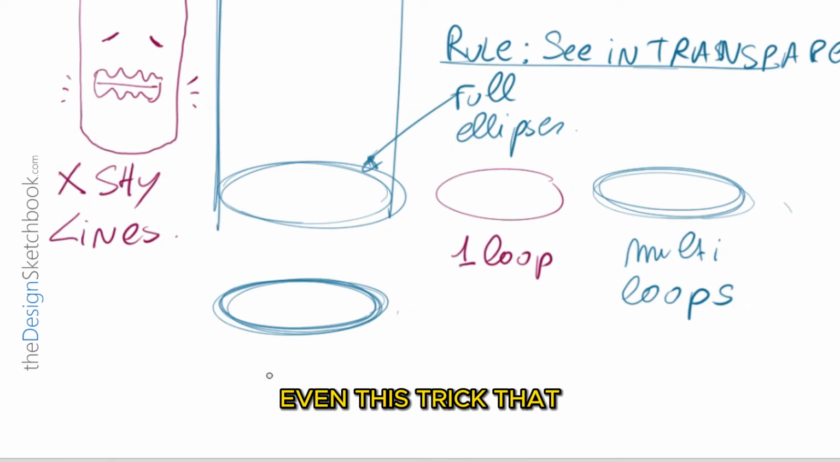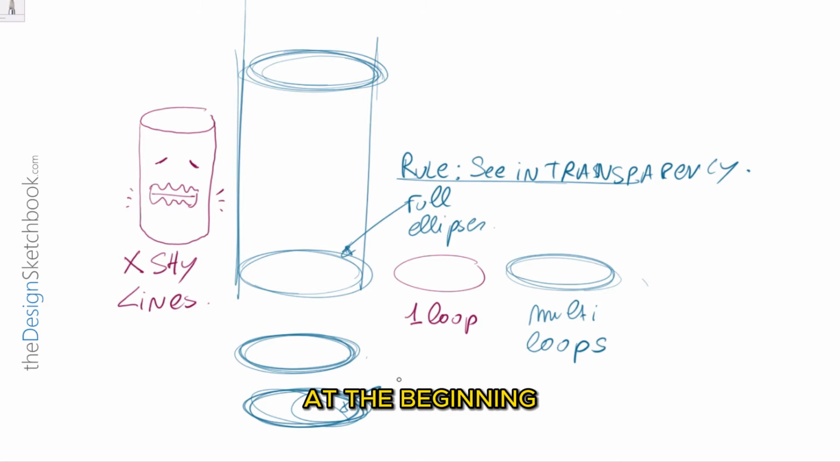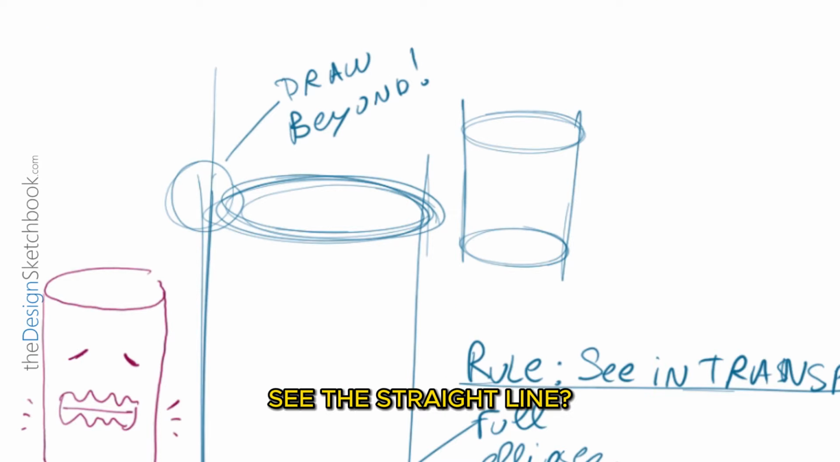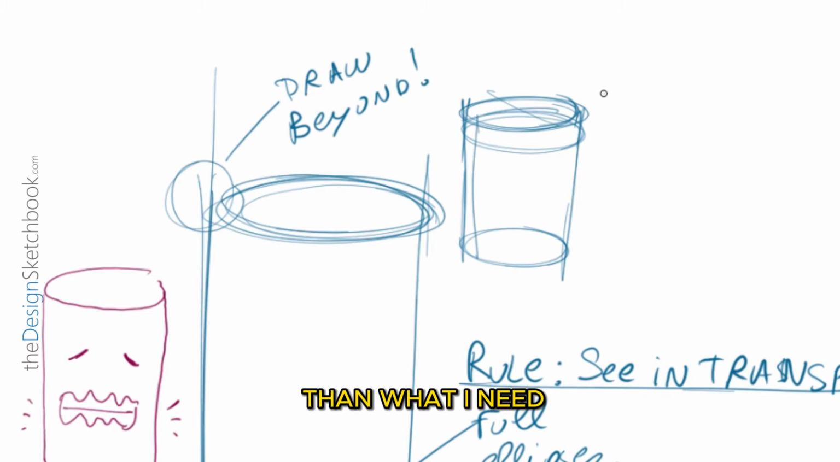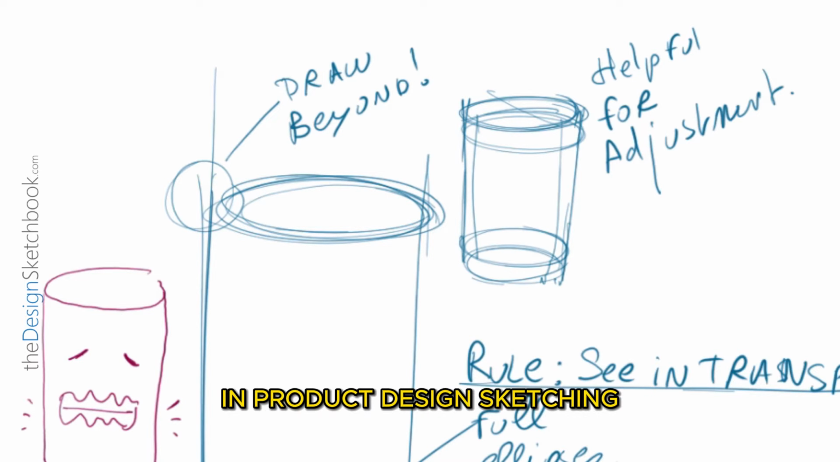And even this trick I would invite you to try is to start by failing on purpose at the beginning, and then you carry on and you adjust. And the line here, I do not hesitate to draw beyond. See the straight line? I draw beyond what I need, and it's really helpful for adjustment. So that's what we want to do in product design sketching.